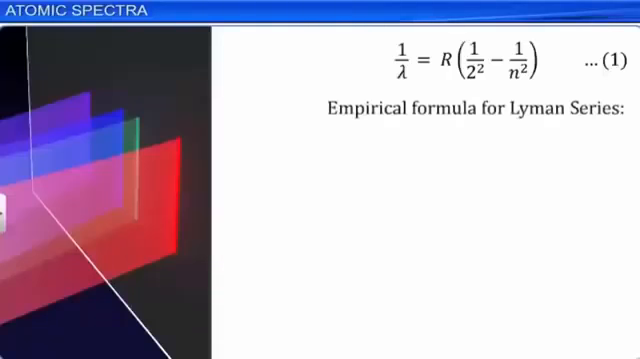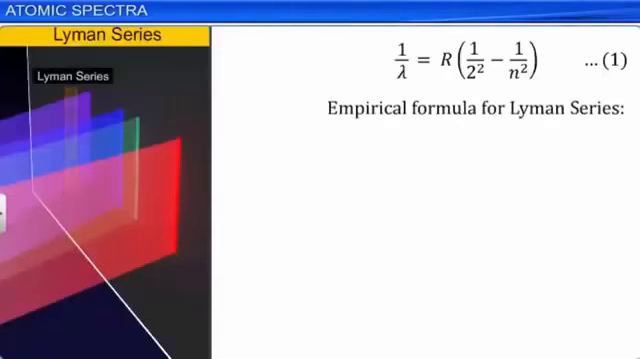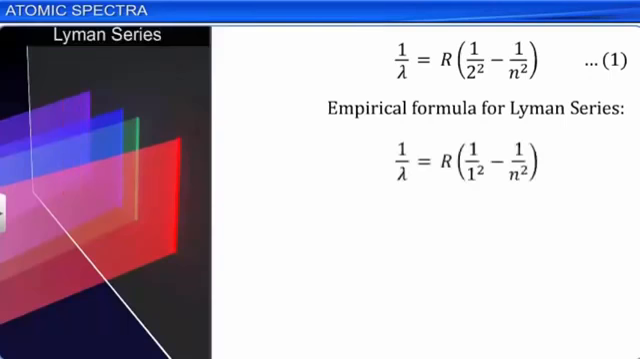The empirical formula for the Lyman series is 1 by lambda is equal to R into 1 by 1 square minus 1 by n square. Here, n is equal to 2, 3, 4, and so on, up to infinity. Let this be equation number 2.